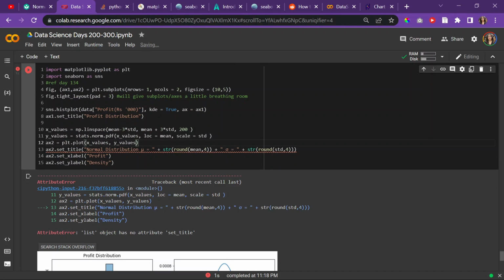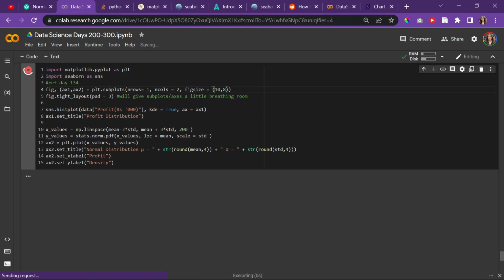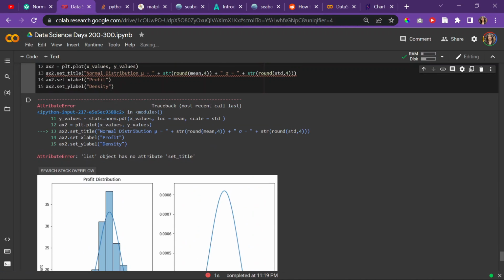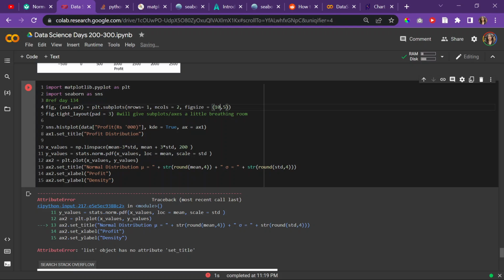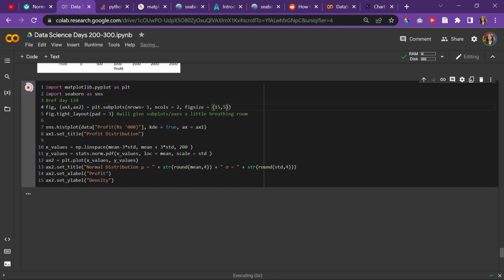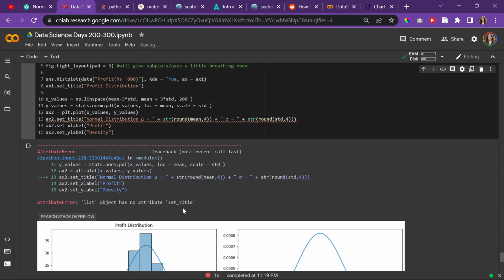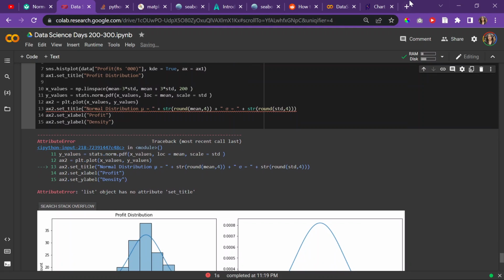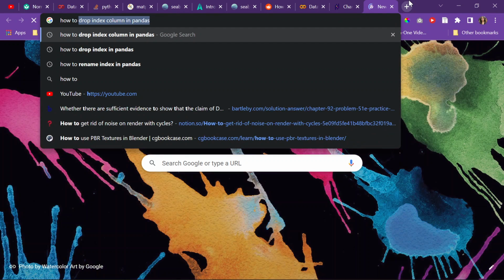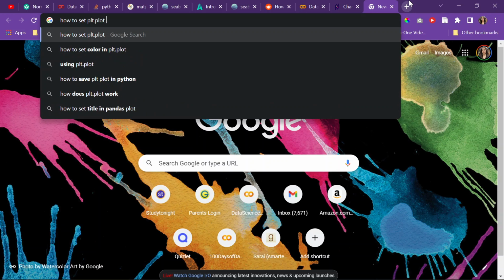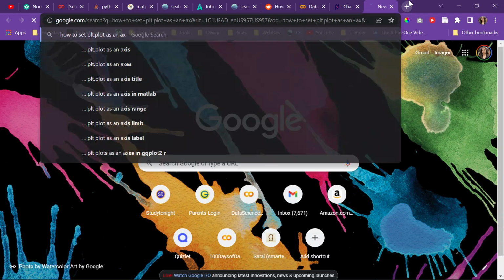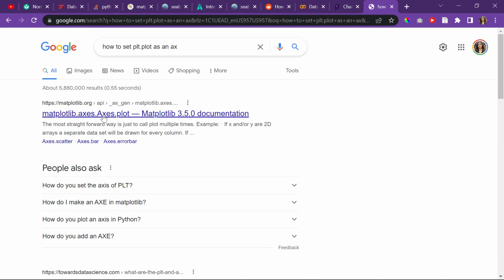And then we could do maybe 8. I think I did 10, 8. No, not, no. I mean 15. I should have done 12. No. Okay, so how to set plt.plot as an axes plot.